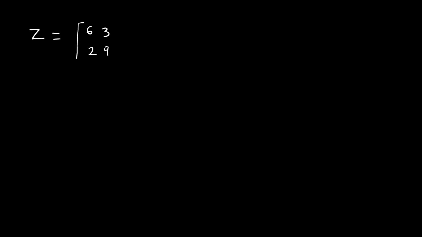Let's say I have this matrix here, enclosed in a square bracket. I can rewrite this matrix as 6, 3, 2, 9 in parentheses. This is also the same as what we have here. So what I have here is a matrix, and it is made up of numbers arranged into rows and then columns. Let's look at what that means.